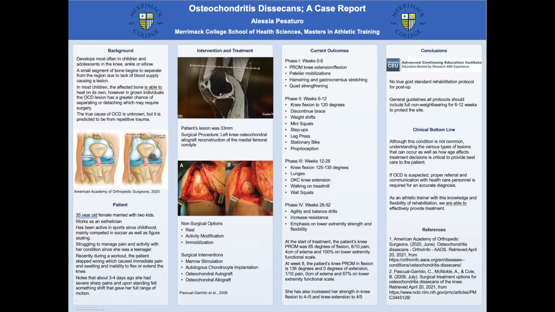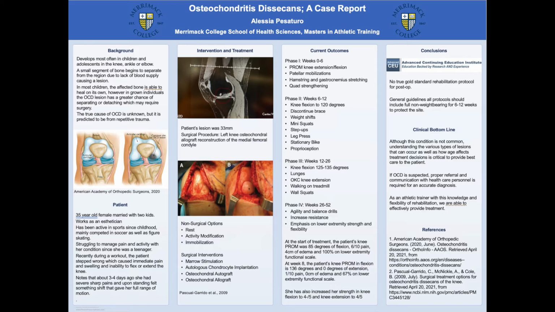A small segment of bone begins to separate from the region due to lack of blood supply, which in turn causes a lesion. And when the bone dies, cartilage covering it cracks and may break loose, which causes a fragment. In most children, the affected bone is able to heal on its own due to them still growing. However, in grown adults, the lesion has a greater chance of separating or detaching, which may require surgery.